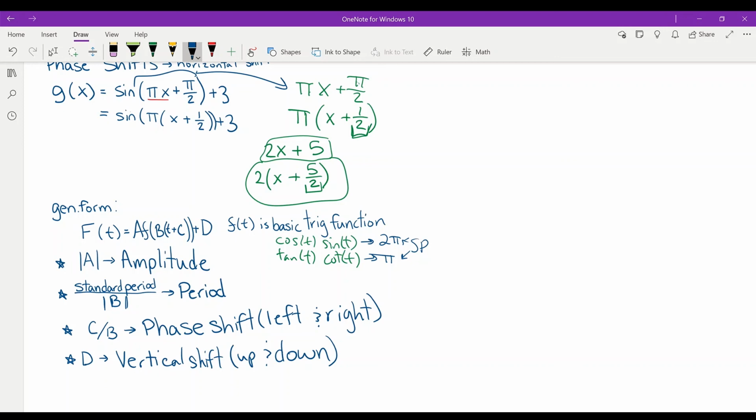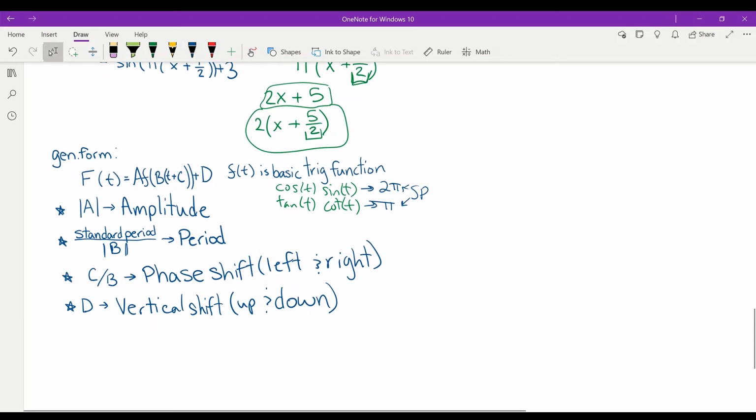So that is a review of the trigonometric graphs and how to find these values just based on the equation you're given. And you can use these different amplitude, period, phase shift, and vertical shift. Knowing these, you will be able to easily construct your trigonometric graph.